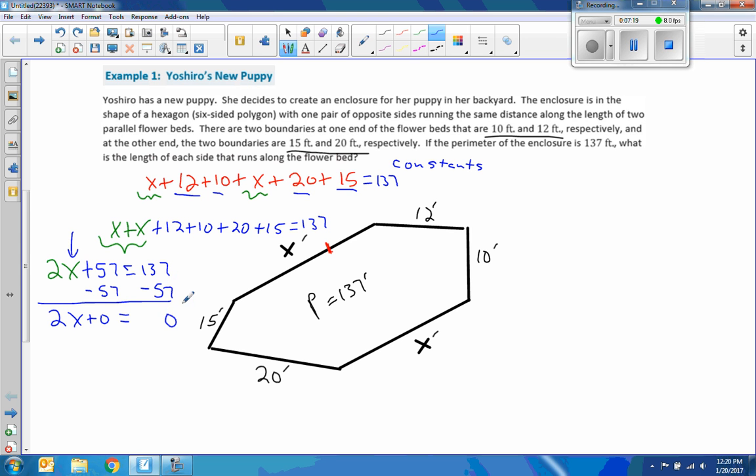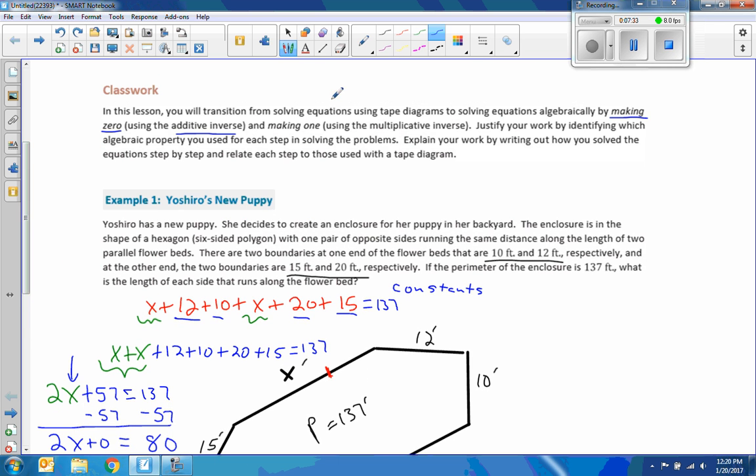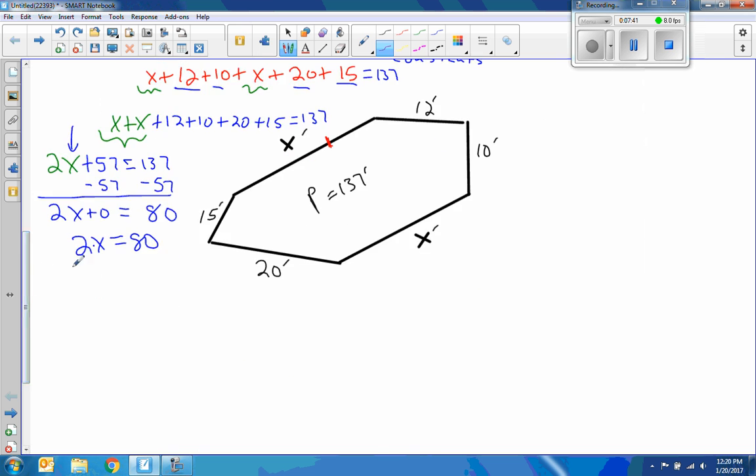7 minus 7 is 0. 13 minus 5 is 8. So now I have 2x equals 80. Showing 0 is not necessary because anything plus 0 is itself. Now this is a multiplication problem, and up here it is saying that we are going to make ones by using the multiplicative inverse. Multiplicative inverse means to take the inverse of the number and multiply by it.